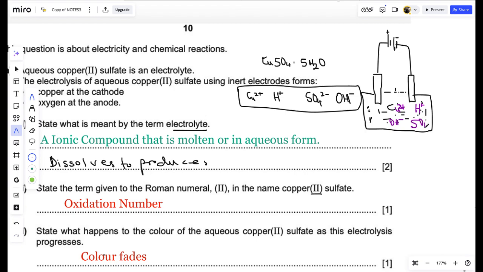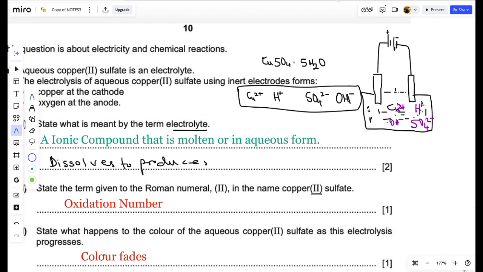It's supposed to be only copper ions and SO4 ions. Why do we now have the hydrogen ion? Because it's aqueous. Aqueous means water. Copper(II) sulfate is mixed with water, and that's why we have these 4 ions. Now in this case, this is the anode, the electrode connected to the positive side of the battery, while this is the cathode, the electrode connected to the negative side of the battery.